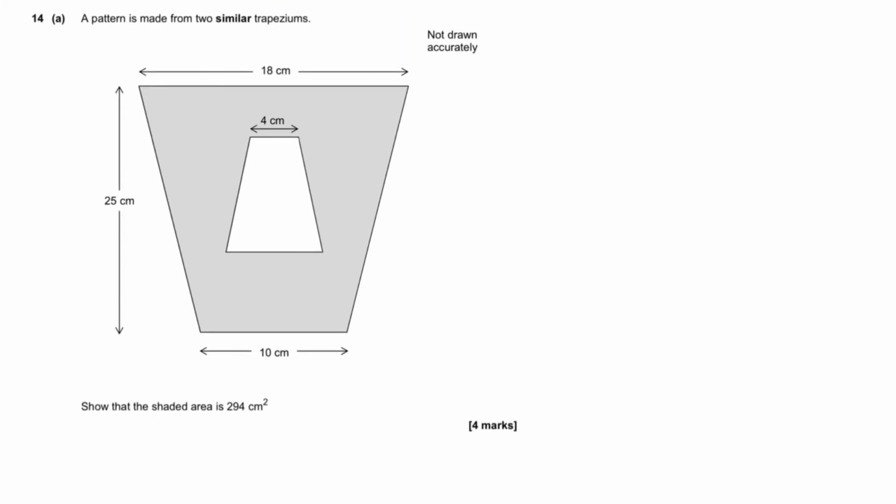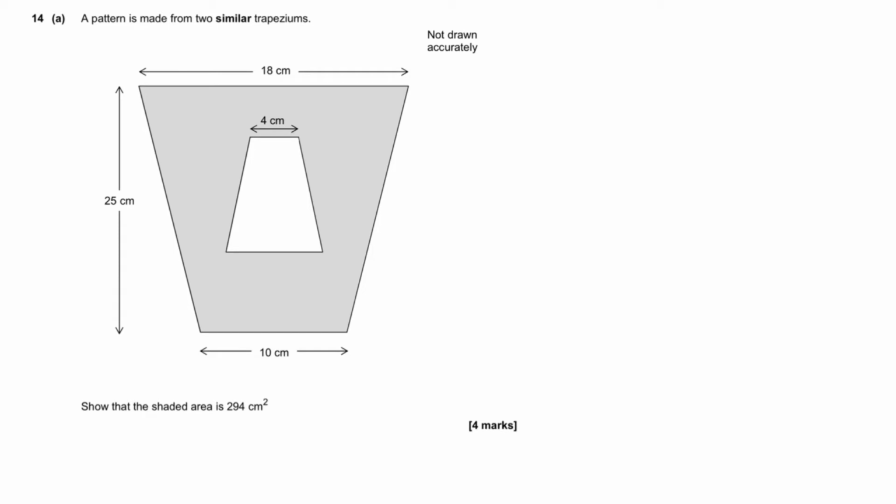So our next question says, a pattern is made from two similar trapeziums. Show that the shaded area is 294 centimetres squared. So we're going to find the area of the big trapezium first, and then find the area of the little one and take it away.